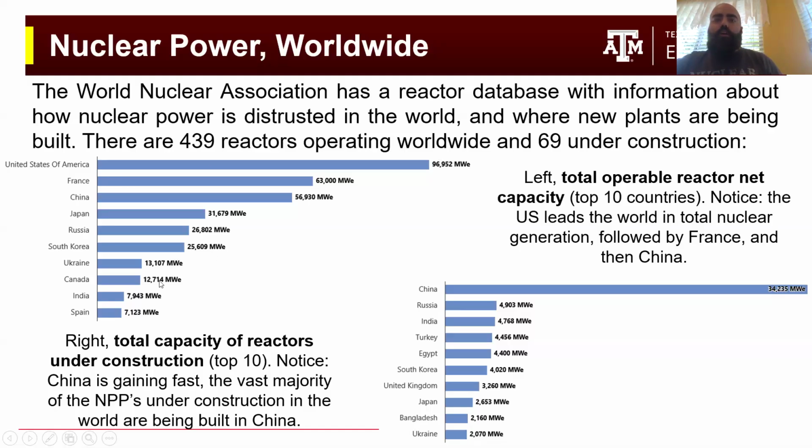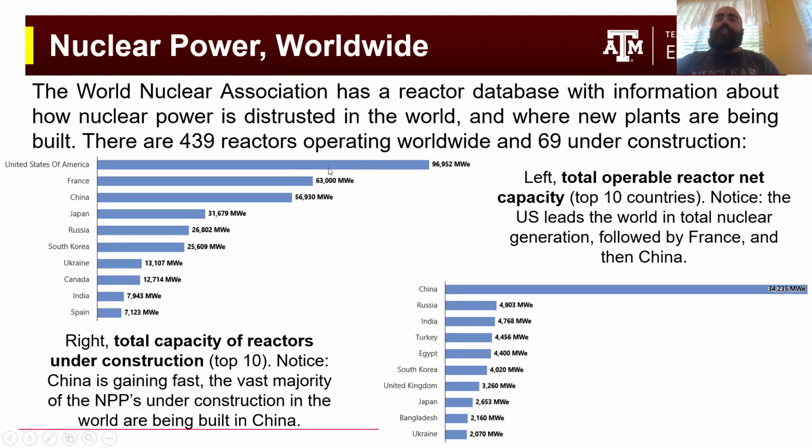This figure on the left is showing the total operating net capacity. If you look, the United States still generates the most energy from nuclear power of any country in the world. Then it's France, then China, then Japan, and it goes down from there. We're a very big country, so we consume a lot of energy, but we have more nuclear power installed than any other country. And then France is number two. And France is a much smaller country. If you compare the size of the US to the size of France, France is way smaller.